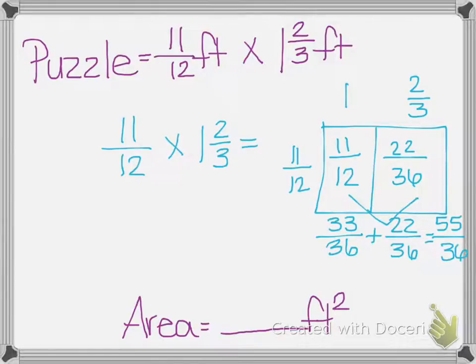So if you wanted to leave it as an improper fraction, you could, which would be 55/36. Or 36 goes into 55 one time, 19 left over, our denominator stays the same. So the answer could also be 1 19/36 feet squared.